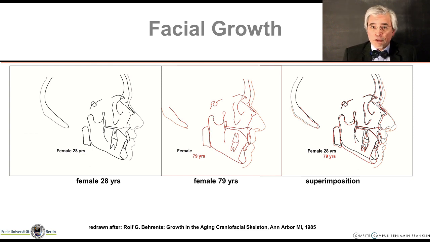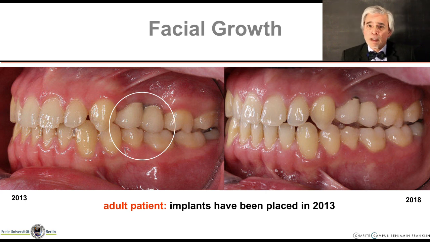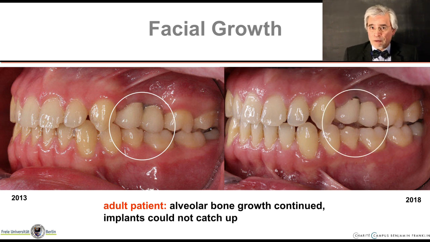Then the vertical dimension of the faces has been established by the dental technician in the lab. And here you can also see very clearly how facial growth continues throughout life. This adult patient received implant restorations in the region of the upper premolars in 2013. At that time, they were in a perfect occlusal fit. 5 years later, he presented to us with an open bite right there.